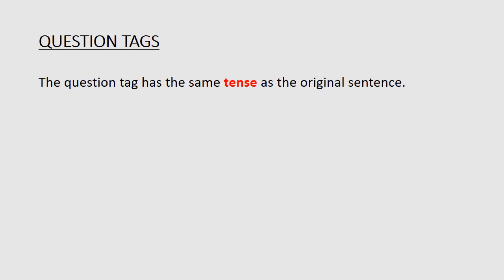So the first guideline is the question tag has the same tense as the original sentence. What does it mean by tense? What it means is if the original sentence is in the past, the question tag should also be in the past. If the original tense is in the present, the question tag should be in the present. If the original sentence is in the future, the question tag should also be in the future tense.